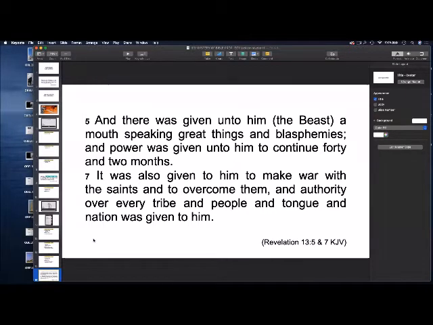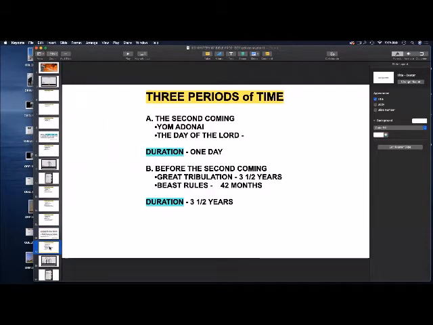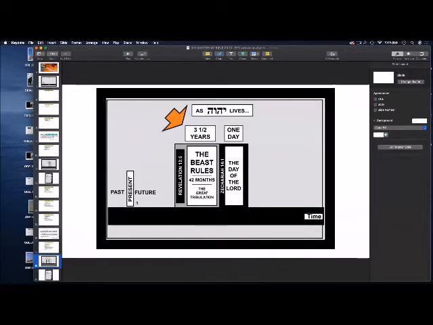And there was given unto him a mouth speaking great things and blasphemies, and power was given unto him to continue 42 months. It was also given to him to make war with the saints and to overcome them. And authority over every tribe and people and tongue and nation was given to him. Revelation 13:5-7. So the duration of this period is 42 months, or 3.5 years, and it takes place before the second coming, the day of the Lord.